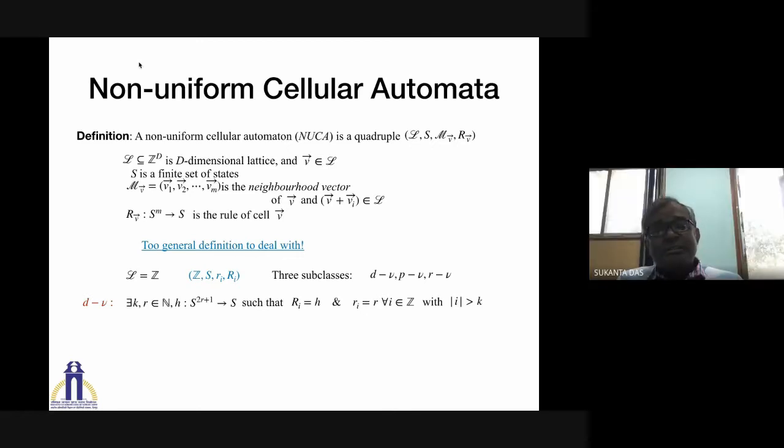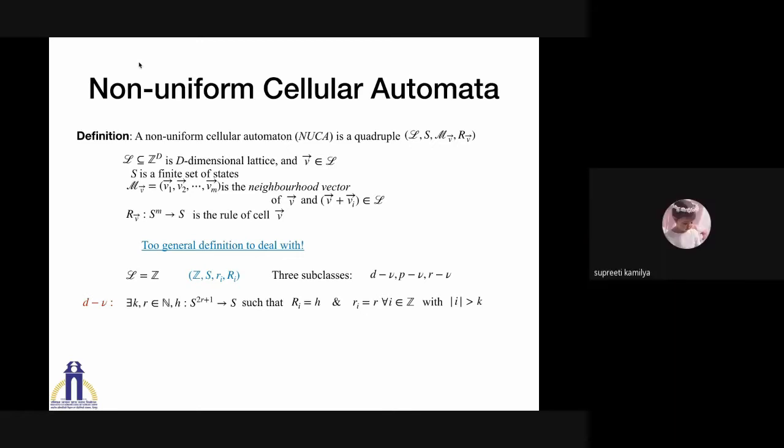Sir, why are we writing h? Instead of h, if we directly write Ri such that S to the power 2r plus 1 maps to S, will it be different? Is there any reason behind writing h and then Ri equals h?